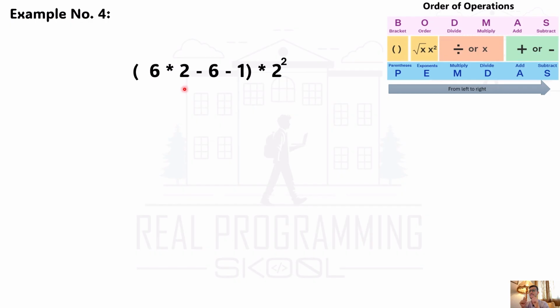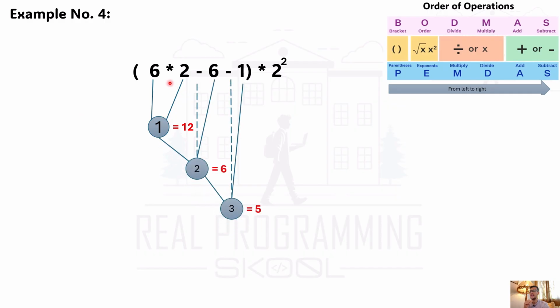From left to right. And inside the bracket, don't forget to check the priorities too. For example, here we have multiply and we have minus. So which one has priority first? The multiply, according to the order of operations. So we will say 6 multiply 2, it will give me 12. And after that, 12 minus 6, it will give me 6. And after that, 6 minus 1, it will give me 5. So the final result for all the numbers inside these brackets is 5.